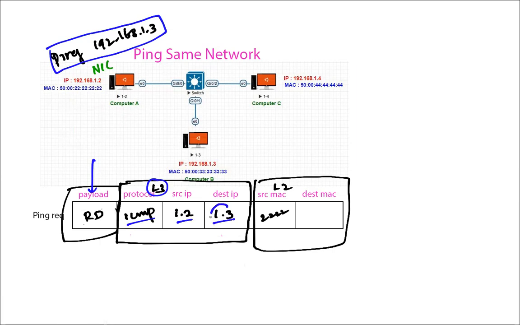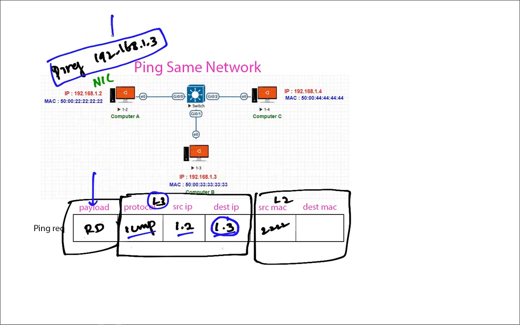Okay, how does the PC know the destination IP, guys? Now answer this question. Because in my command, I gave ping 1.3, correct? So in my command, I gave ping 1.3. Since this is the input I typed, whatever you mention after the ping command becomes the destination IP. So there is no doubt in the PC knowing the destination IP is 1.3.